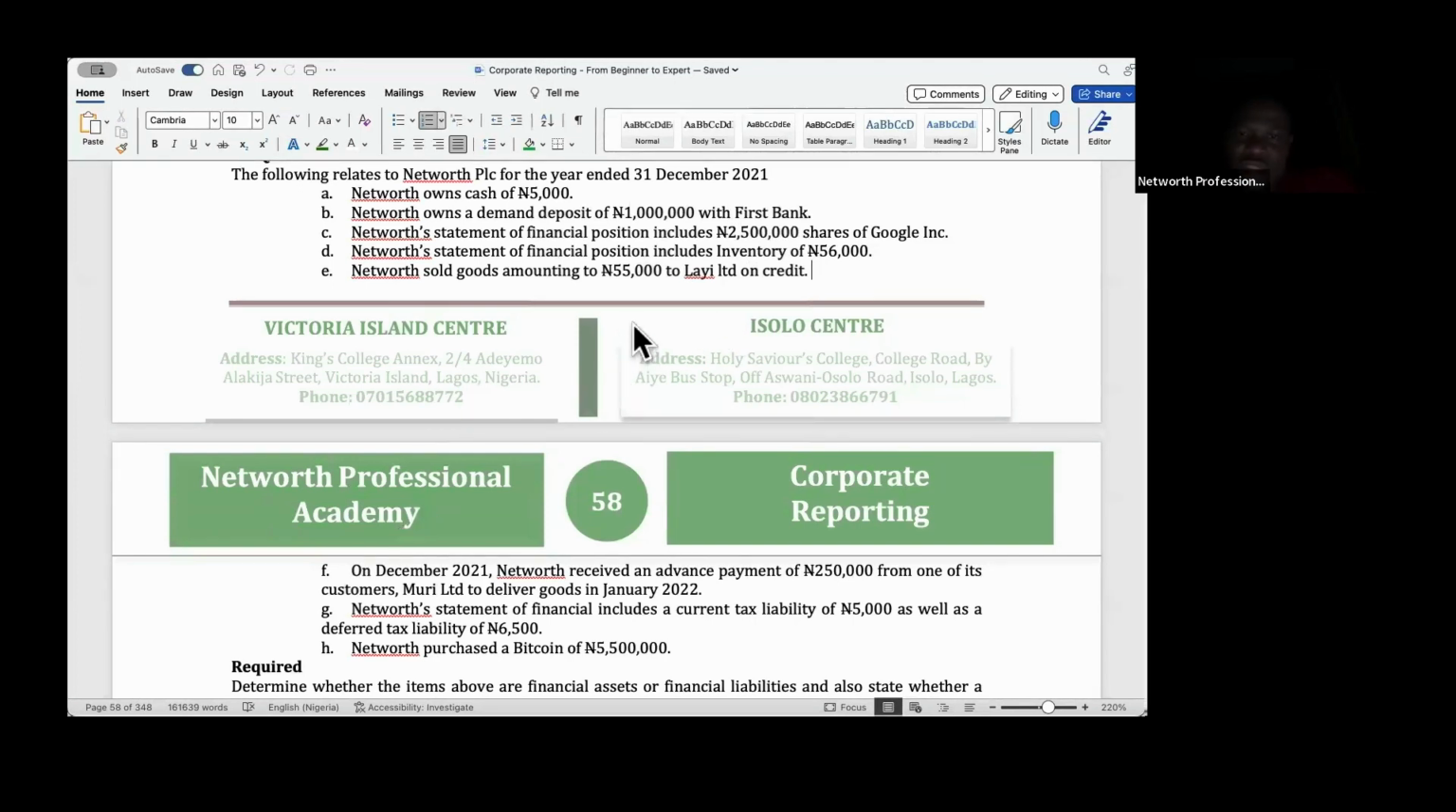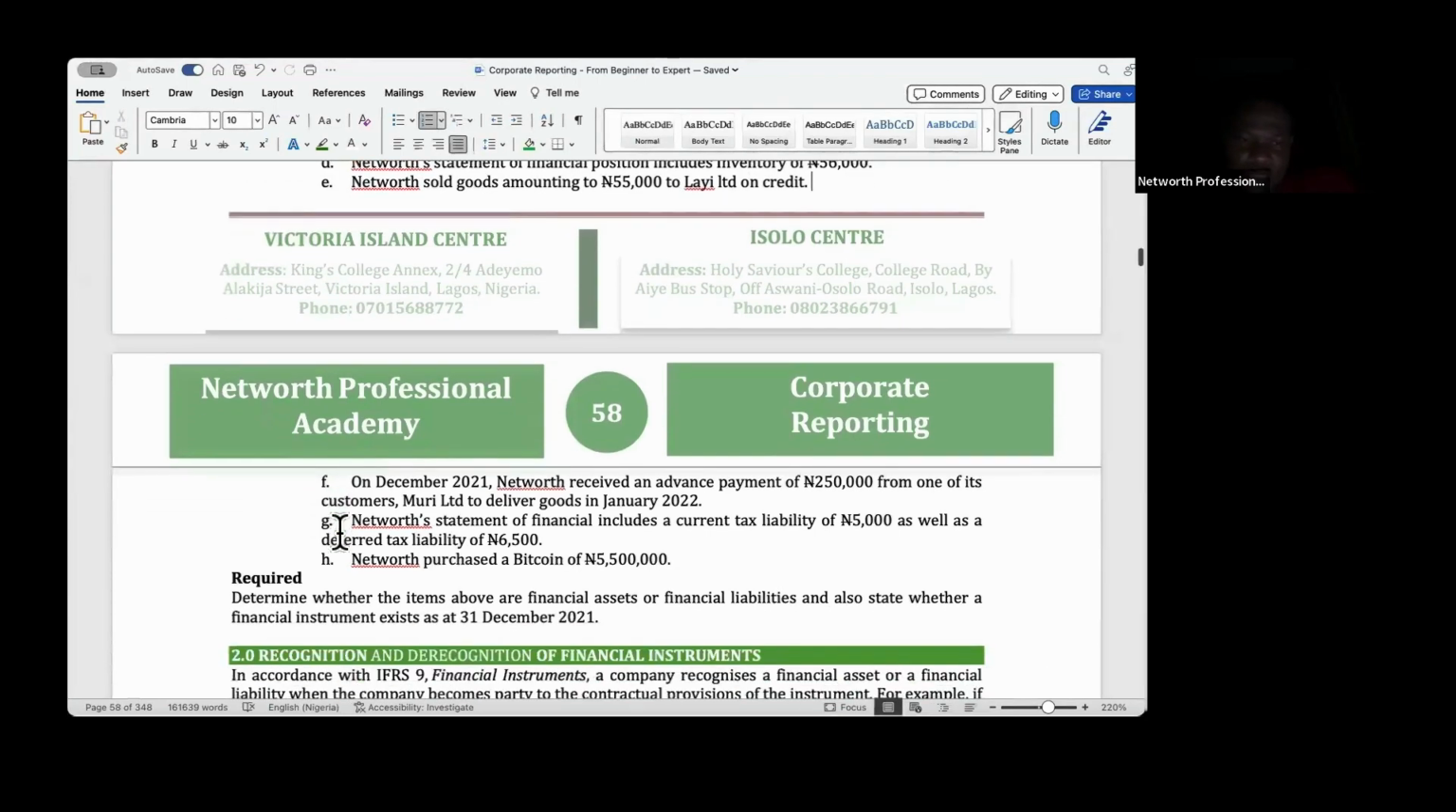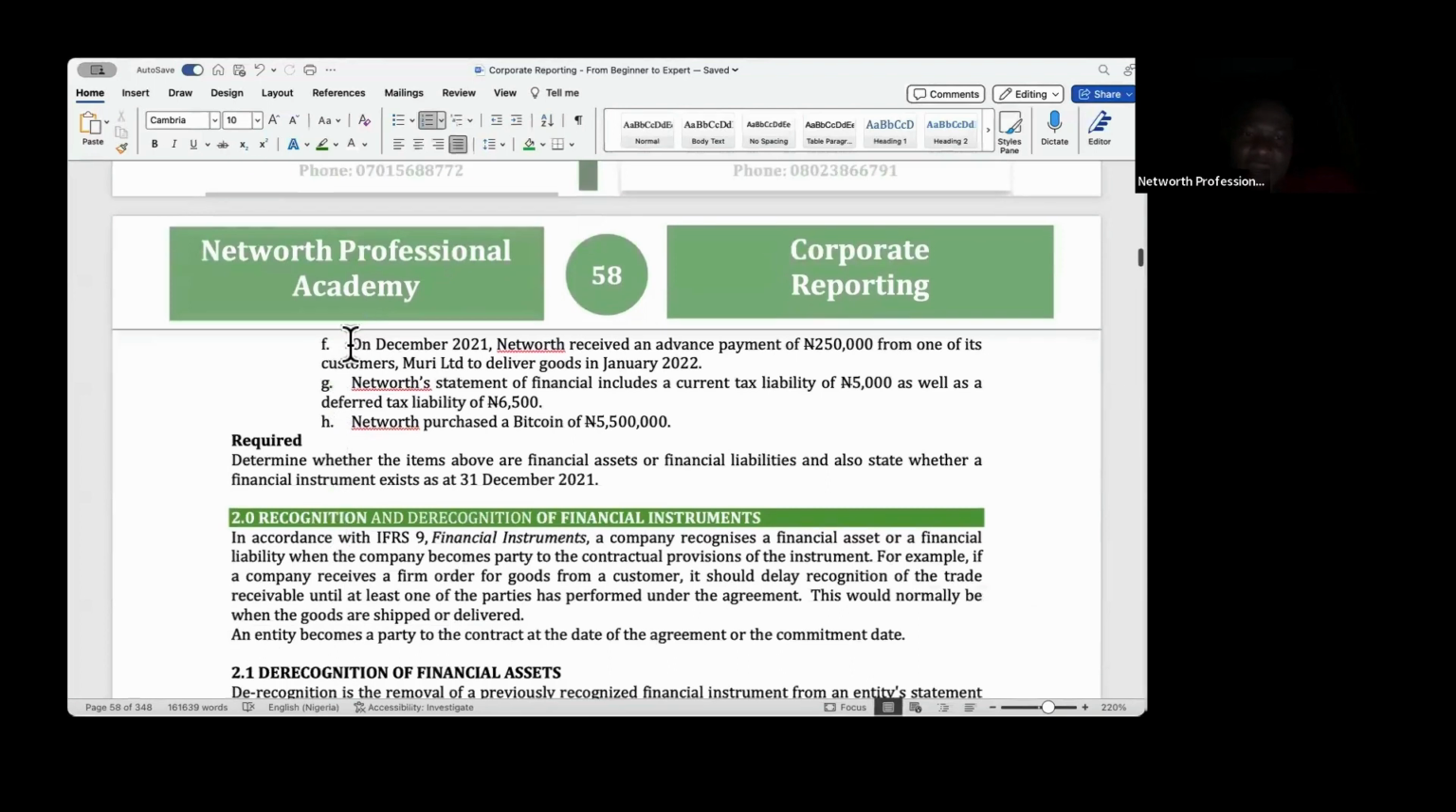So I'm going back to the first person. I can't call Zainab because she's doing homework. So let me go back to Believe. So you're going to answer the F. On 31st December 2021, net worth received an advance payment of 250,000 from one of its customers, Muri Limited, to deliver goods in January 2022.